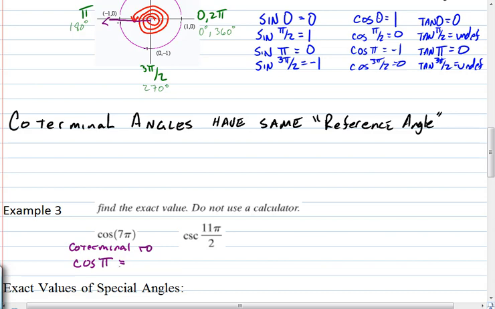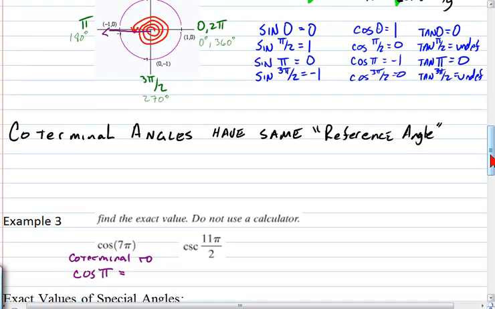So cosine pi, remember, cosine is the x value. And looking back up here at the graph that I was drawing on for cosine 7 pi, the x value here is negative 1. So cosine of pi will be negative 1.